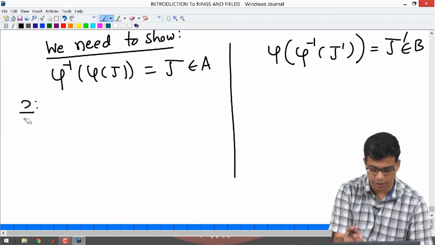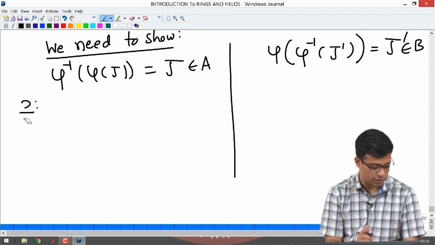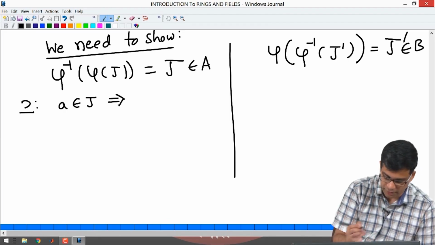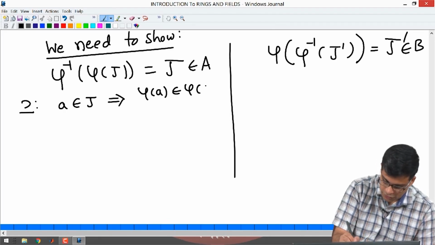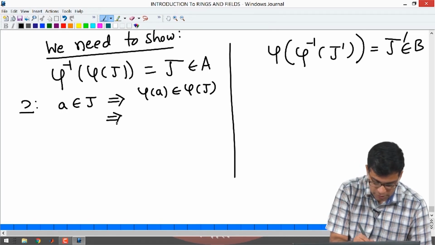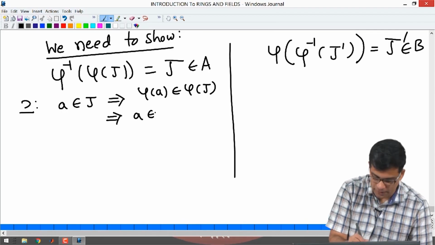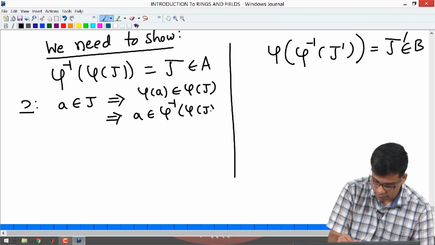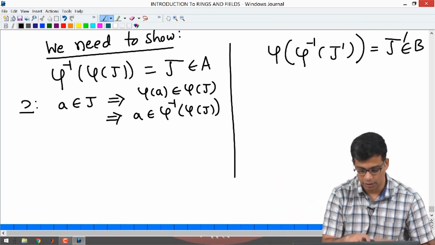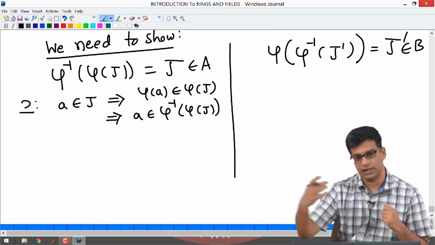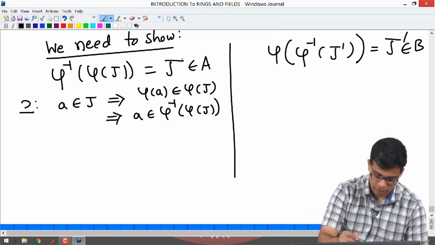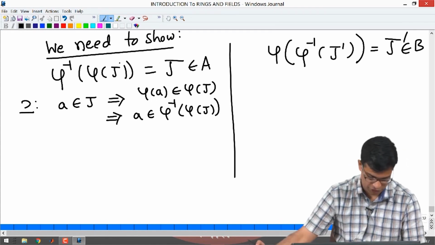To show that J is contained in phi inverse phi J is clear, because suppose a is in J, that means by definition phi of a is in phi of J. If a is in J, phi of a is in phi of J, but that means a must be in phi inverse of phi J, because a maps to phi J. What is the inverse image of phi J? These are all elements that map to phi J. So, a is one such. So, a is in phi inverse phi J. So, we started with something in J and we showed that it is in phi inverse phi J.